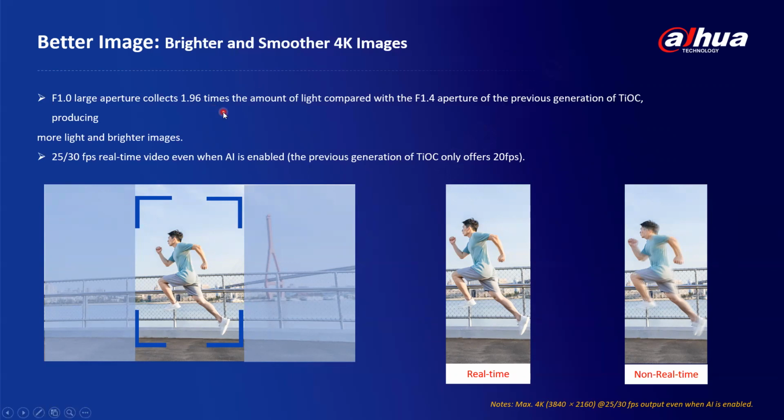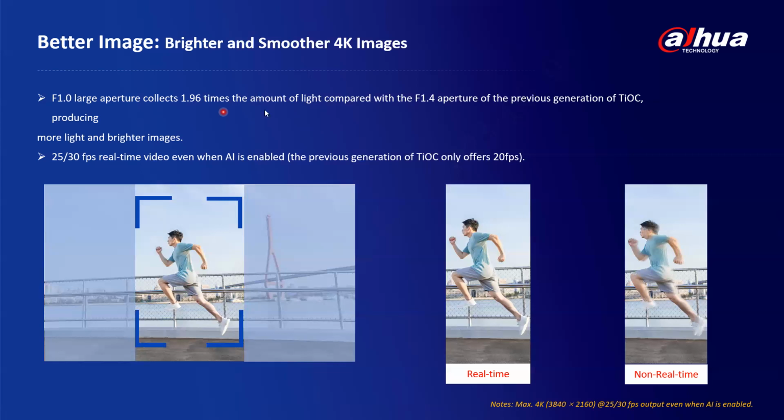Then there's another concept, the frames per second, for the different types of cameras based on the different resolution types that they can handle. So we have 25 to 30 frames per second. This will provide you with real-time video even when the AI is enabled, while the previous generation of the AI TiOC will only offer 20 frames per second.